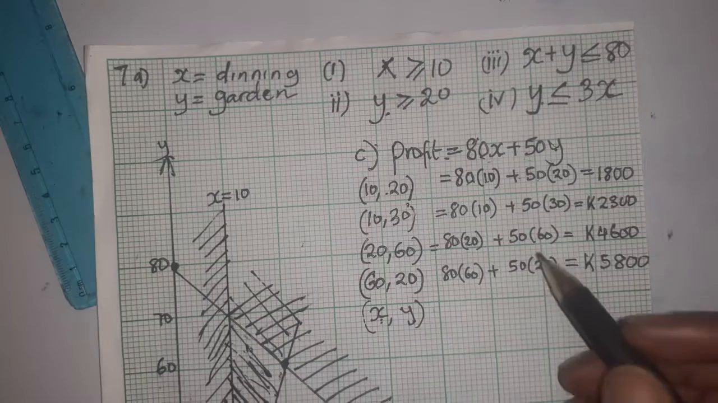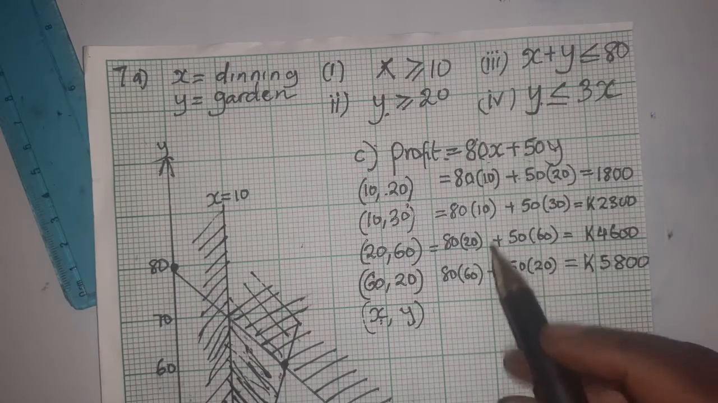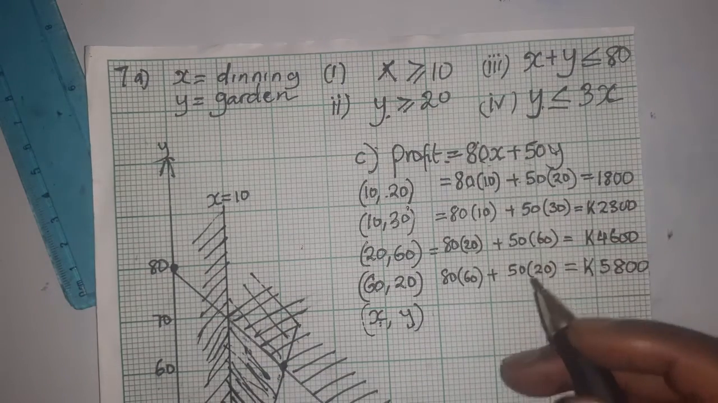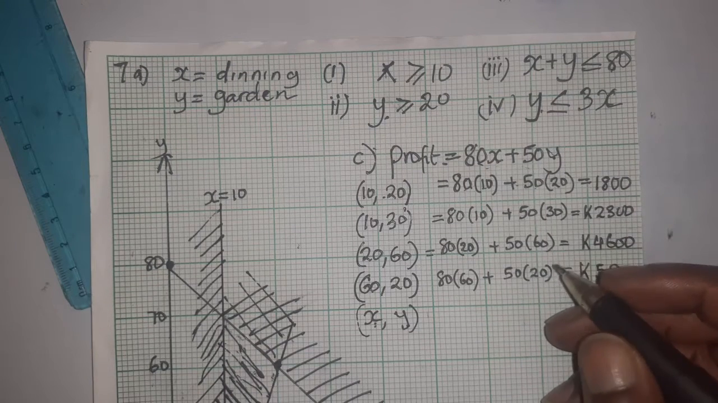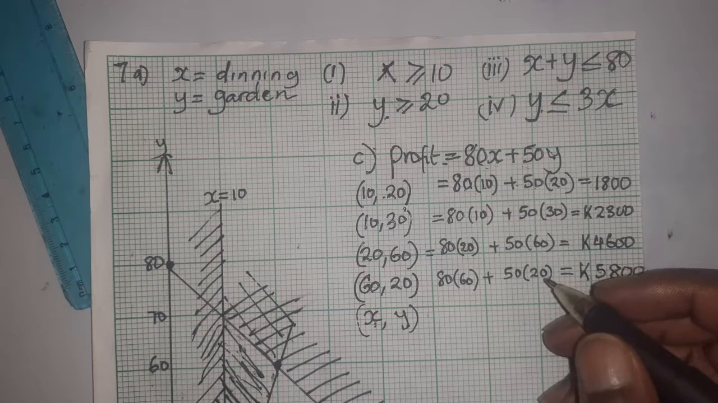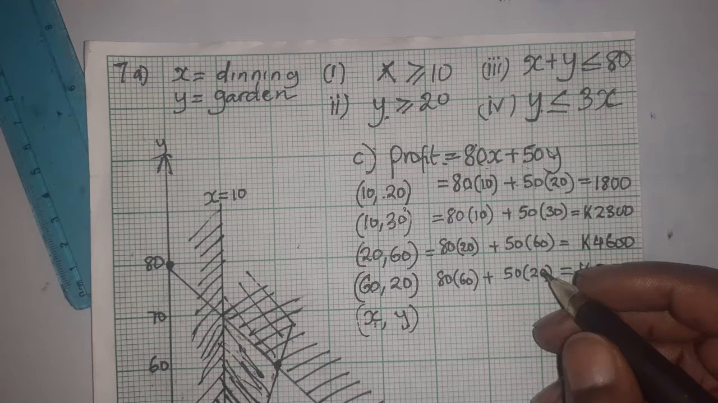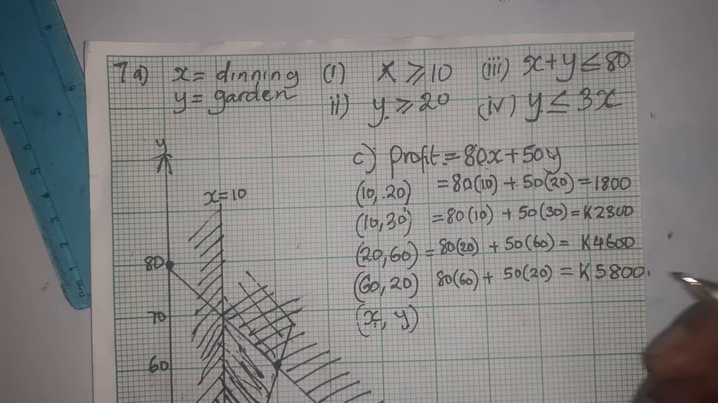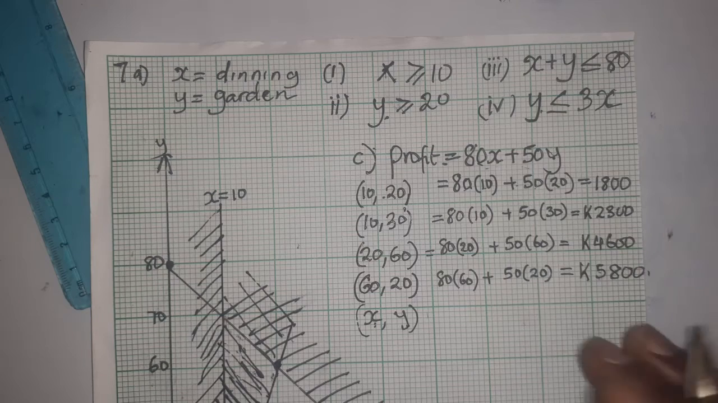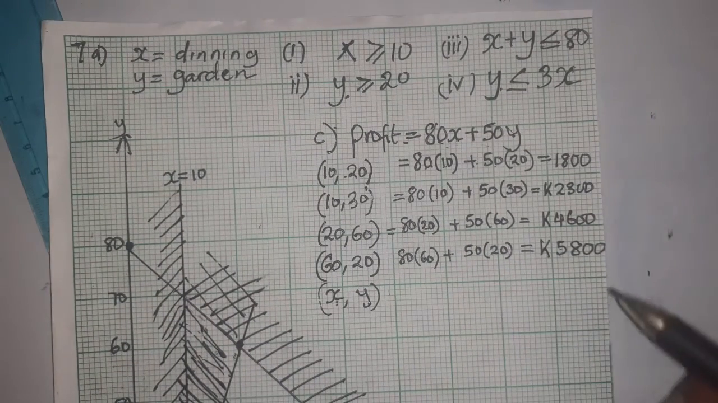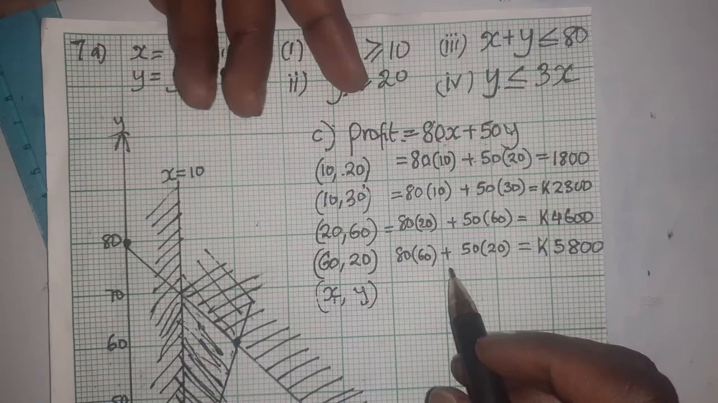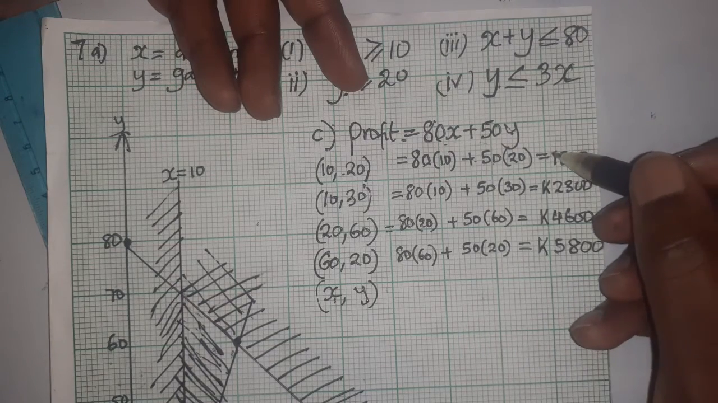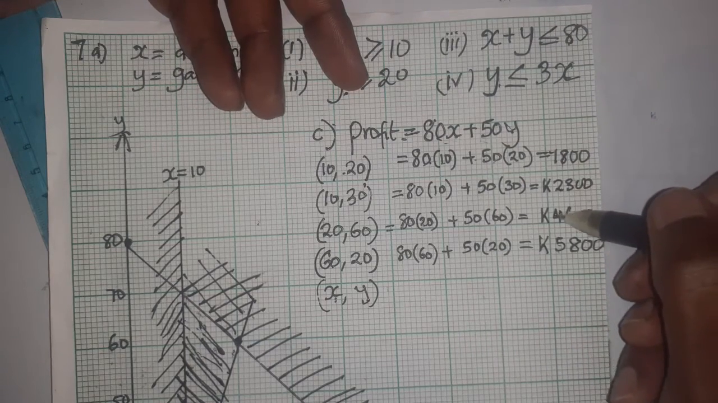Okay, so this is what we're supposed to get when you work out all these. So try and see what you are getting also. Then after you have done this, please just follow the concepts. After you have done this, now you check these amounts here, these profits here.